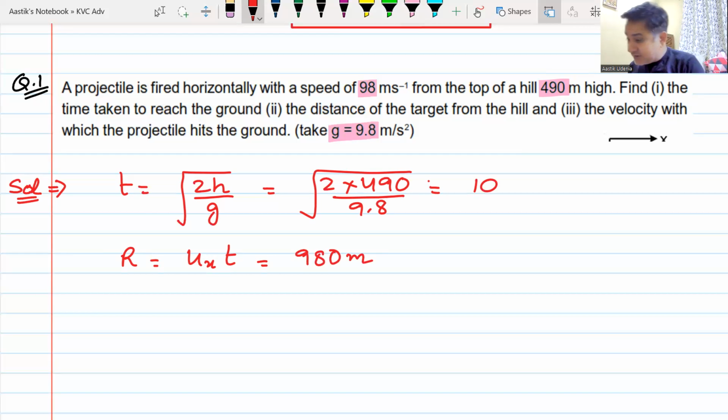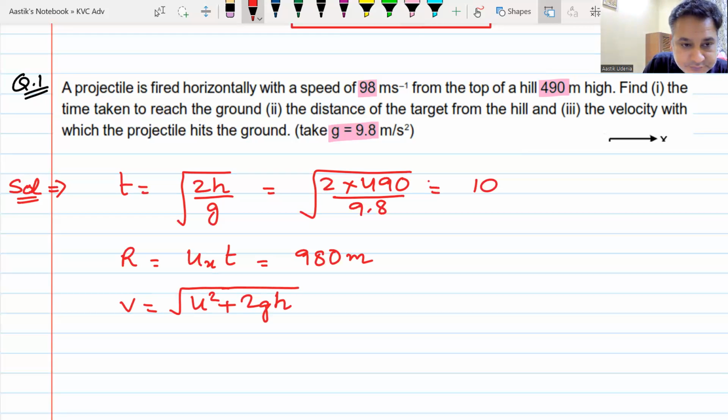Find the velocity with which it hits the ground. So basically, they are asking you the speed. They are not asking you the direction. So you can just straight away write this v as root over u square plus 2gh. Yes or no? Yes, sir. And when you do this, both are coming as 98. So it will become 98 root 2. Yes or no?